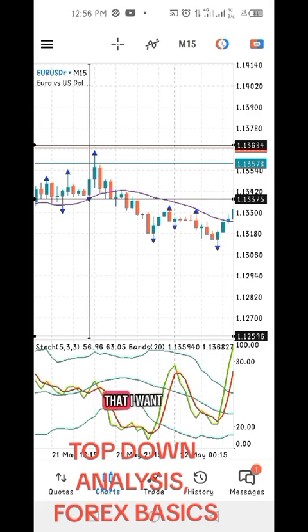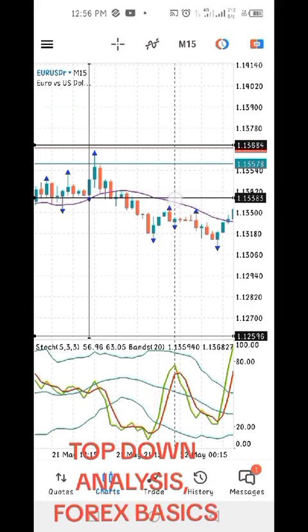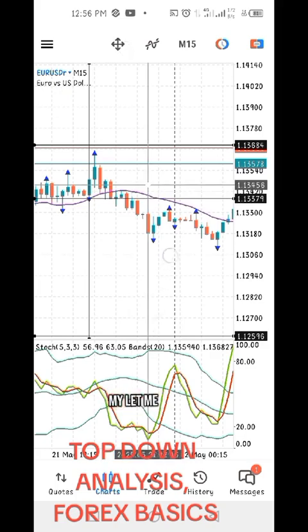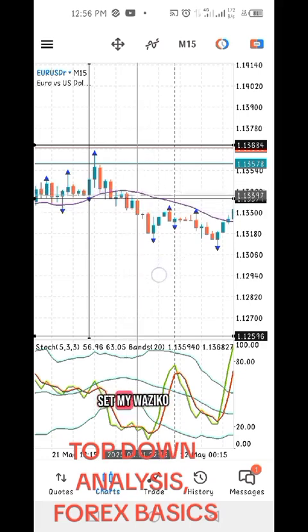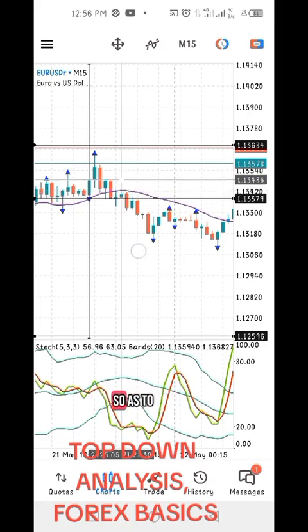Now I want to set my stop loss 100 pips away from my entry. This black line is my entry, 1.13375. Let me use the crosshair. I want to set my stop loss 100 pips away from here, as another strategy for good risk management. Are you getting it now?